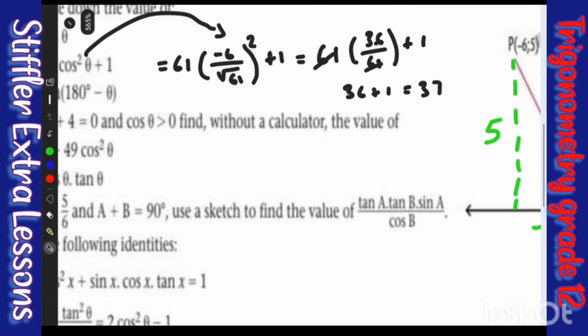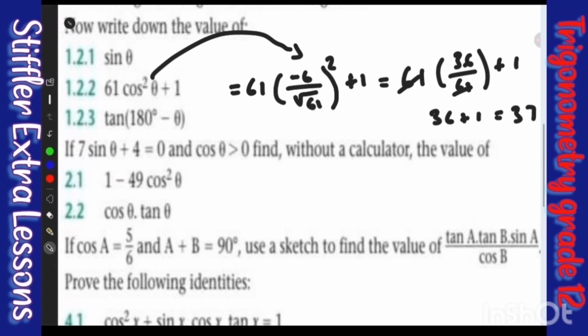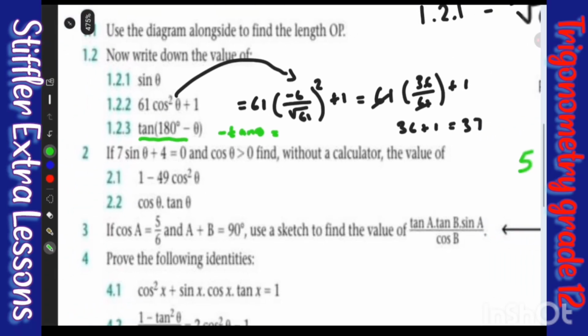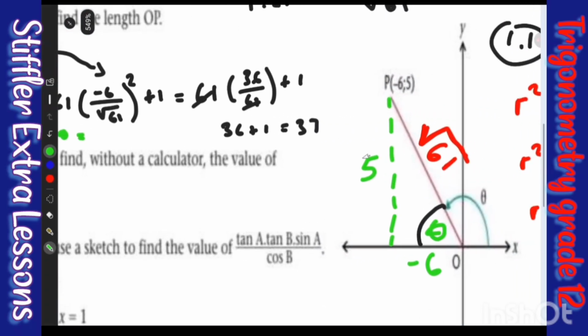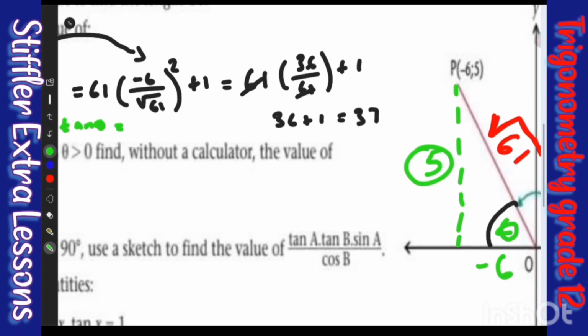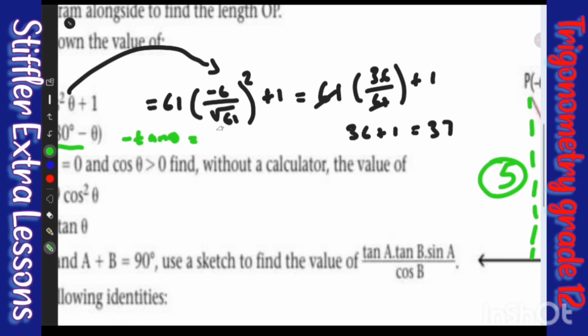Simple as that. And then the next question they said find the tan of 180 minus theta. So what is 180 minus theta? We know that it is in the second quadrant, so our tan is negative, so this is negative tan theta, right? And looking at the diagram, what is the value of tan theta? So tan theta is equal to the opposite over the adjacent. So it means that our final answer will be 5 over negative 6, which gives us negative 5 over 6, just like that. It's as simple as that.